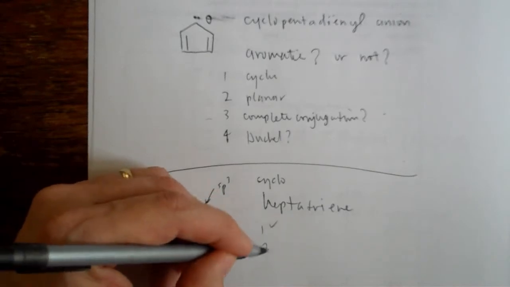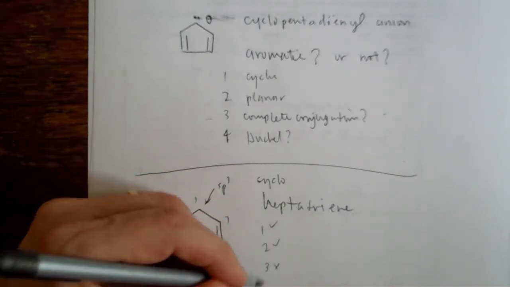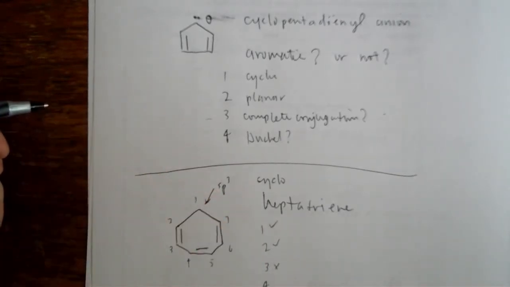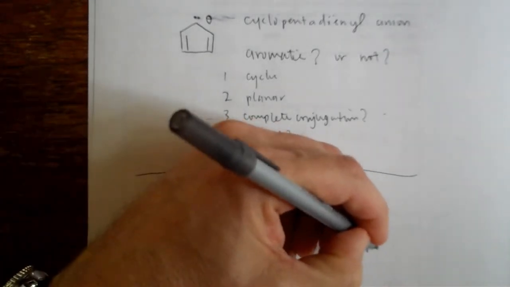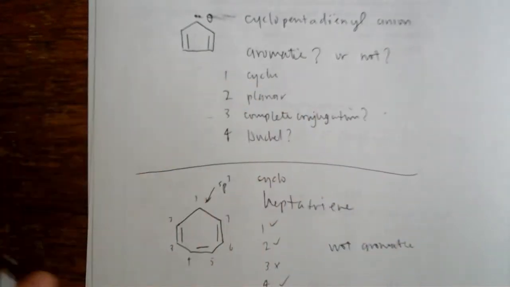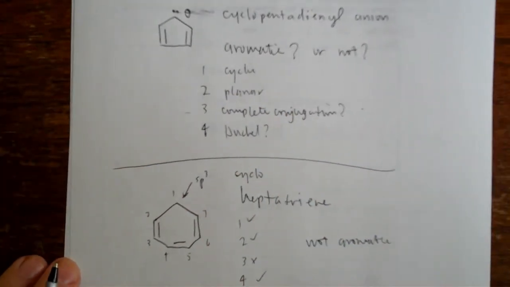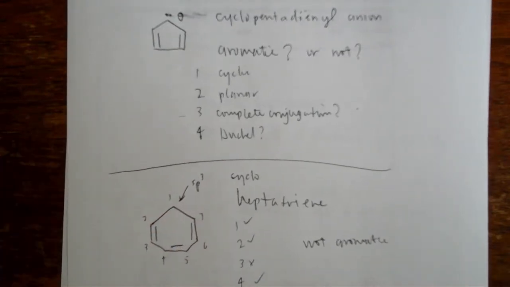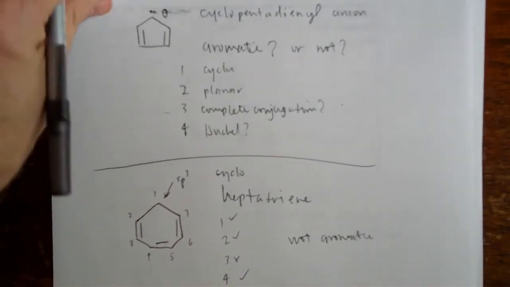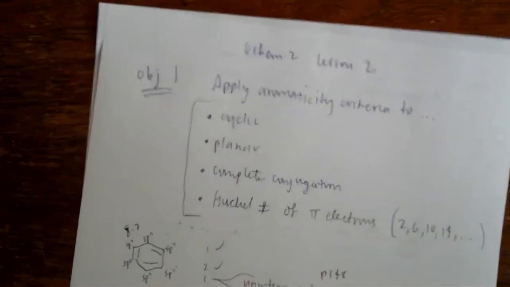So 1, yes. 2, yes. 3, no. 4, is it a Huckel number? Yes. This is not aromatic. Okay, and what I recommend you do is go through all of these and try to think of a non-example for each of them. Okay, so that's objective 1. Let's go on to objective 2.